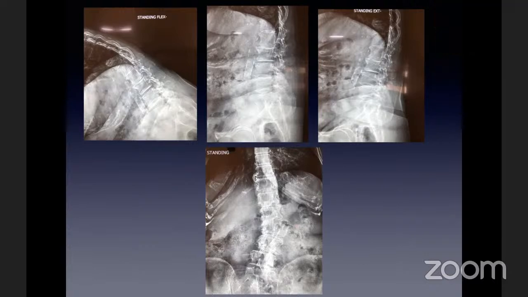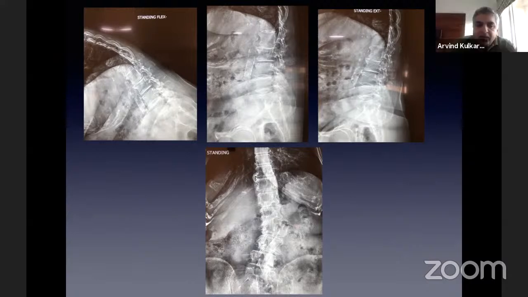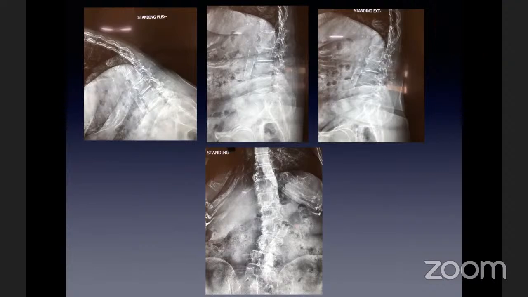Okay, so aren't you worried about causing instability during your minimal access decompression, Dr. Arvind? So that is, you have to be technically oriented. L4-5 is not a problem at all here. It's as good as a normal segment. When you go to L3-4, I usually go from the convex side. When you go from the convex side, the facets are bigger than the concave side, and you're not destabilizing the concave side, which can weaken and increase the tilt. So that is something where you have to do a very calculated decompression when you're operating. So you advise that in a degenerative scoliosis, when you decompress, always go from the convex side first. That is the point, correct?